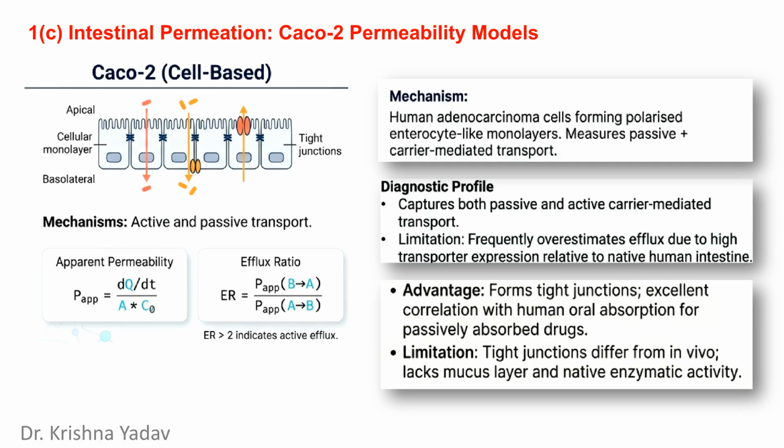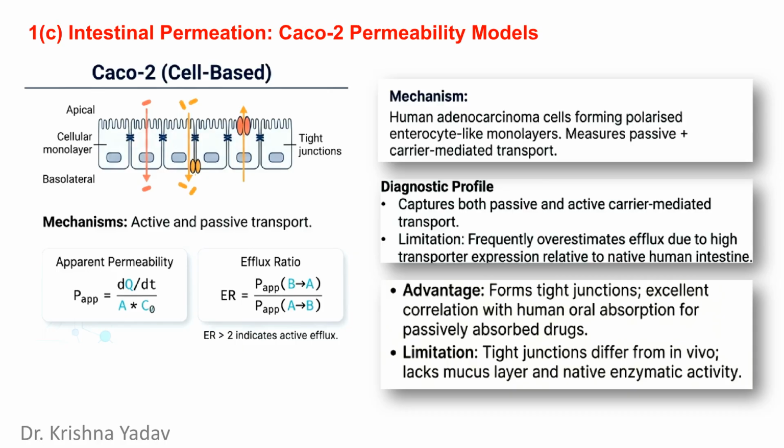To find out, we use the CACO2 permeability model, the industry standard for predicting human intestinal absorption. CACO2 cells are human adenocarcinoma cells that, when grown in a lab, organize themselves into a polarized monolayer. This mimics our own intestinal wall. It's a two-sided system. The apical side represents the gut interior, and the basolateral side represents the blood-facing side. These cells even form tight junctions to create a realistic physical barrier.